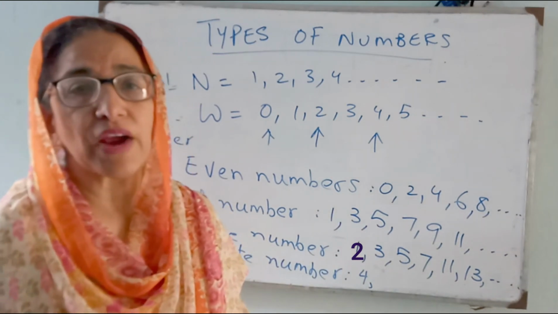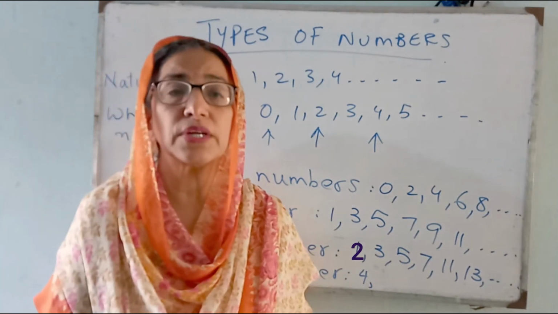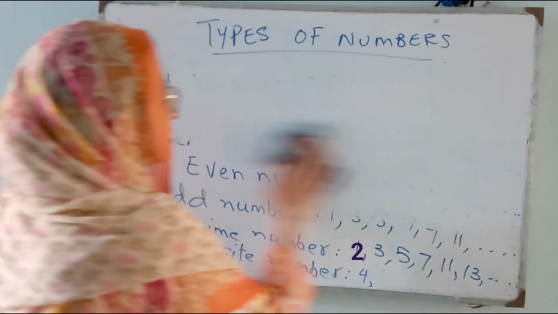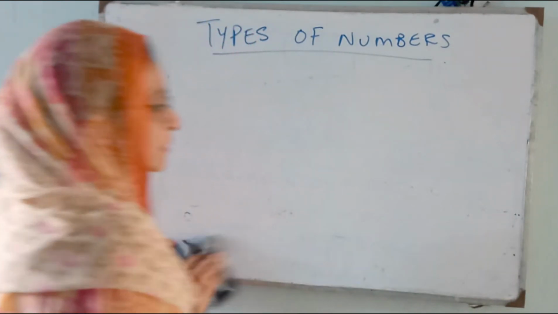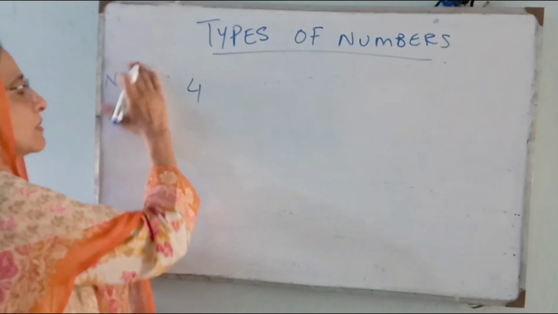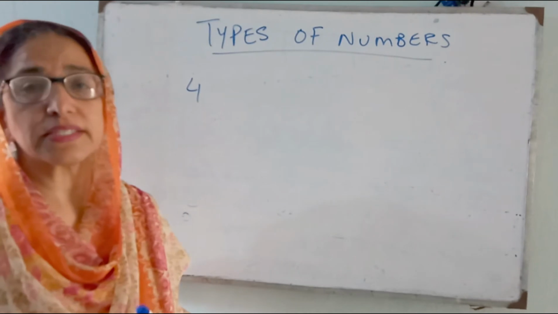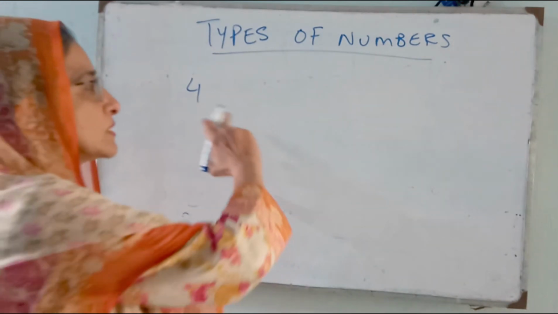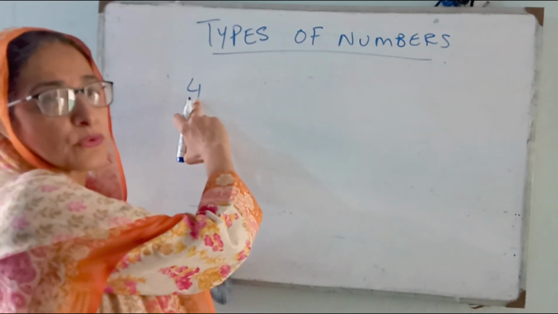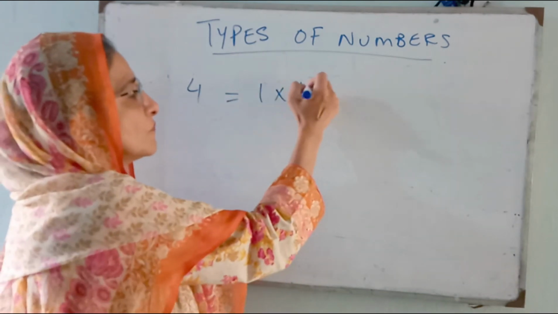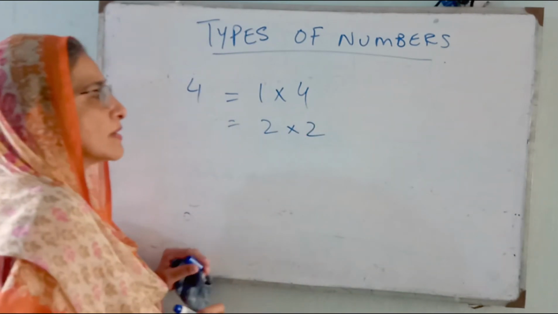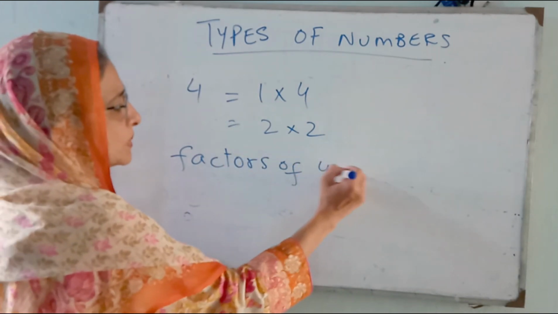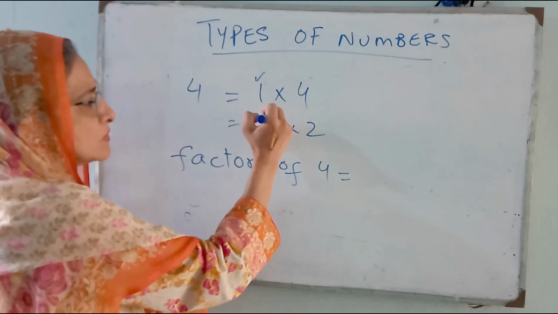Now when I am talking about factors, what do you understand by factor? For example, I am taking 4. I have said that 4 is my number and it has more than 2 factors. When I say more than 2 factors, I will think in my mind which two numbers when multiplied are going to give me 4. So I know that 1 4s are 4 and 2 2s are 4. So the factors of 4 will be 1, 2 and 4.